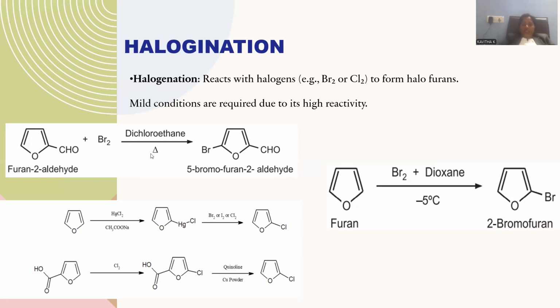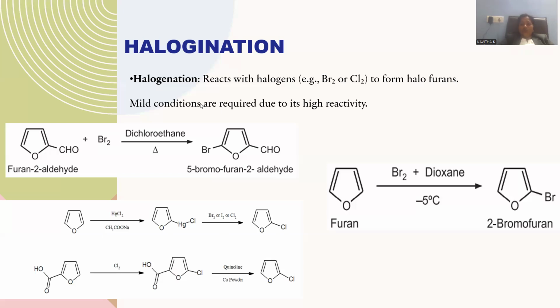Let me go with another halogenation reaction. Unsubstituted furan was taken. HgCl2, mercuric chloride, is a kind of chlorinating agent. Sodium acetate is applied as a catalyst, so that mercury chloride is formed at position number 2, because it is an electron-dense region, right? Later, you may add bromo, iodo, or chloro, any reagent able to generate the halogenated product at position number 2. This is how monohalogenation is accomplished under mild conditions.